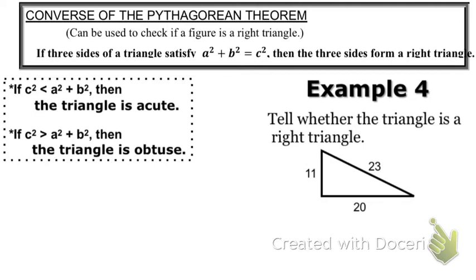Okay, Kenny. 23 squared would be the C. Very good. 23 would be our C. Why would 23 be the C here? Because it's the hypotenuse. Okay, if it were to be a right triangle, this one would be the hypotenuse. Okay? Yep.